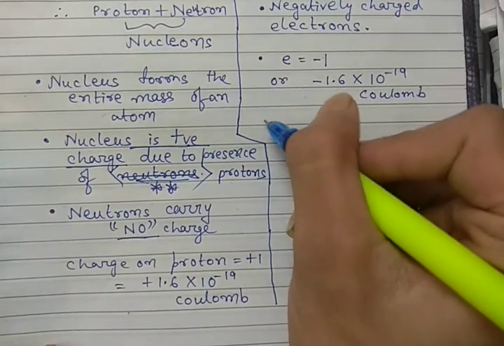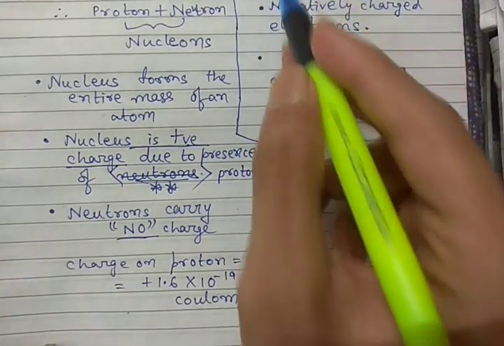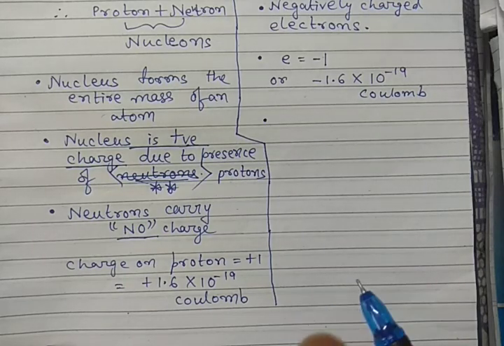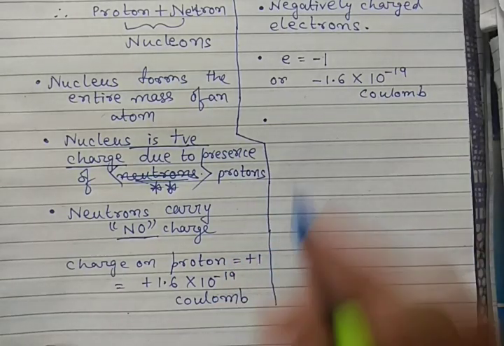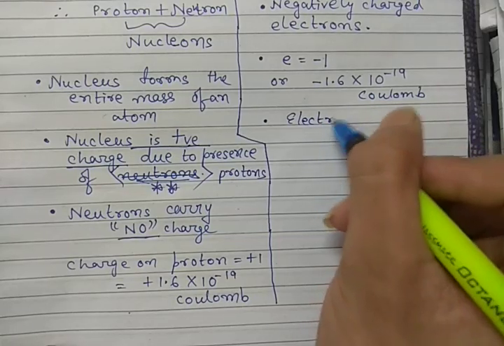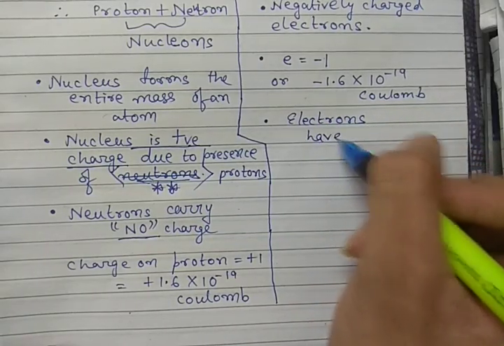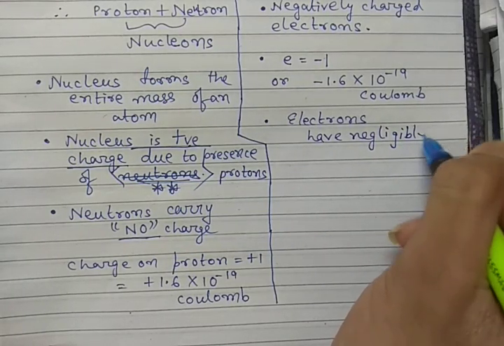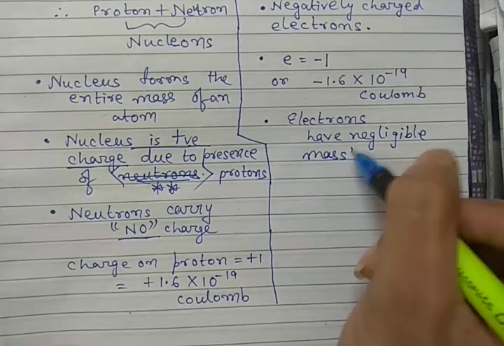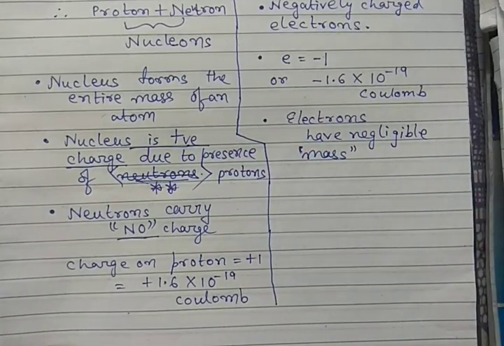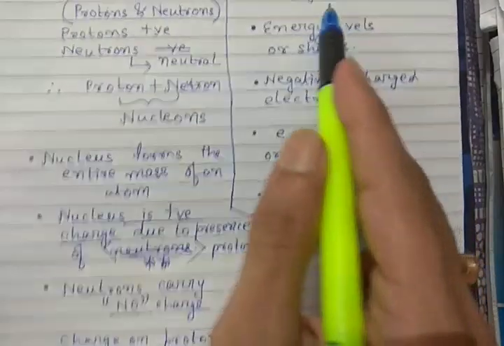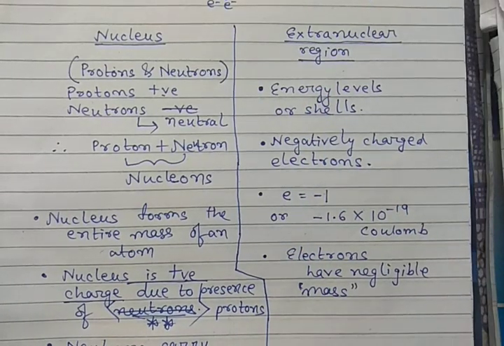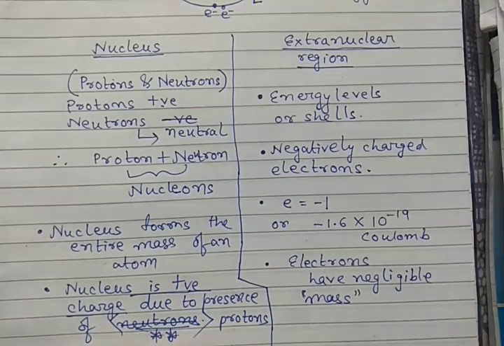As electrons have negligible mass, the extranuclear region does not add to the mass of an atom. Electrons have negligible mass, and so electrons do not add up to the mass of an atom. So we can conclude that the extranuclear region does not add up to the mass of an atom. Only the nucleus adds up to the mass of an atom.